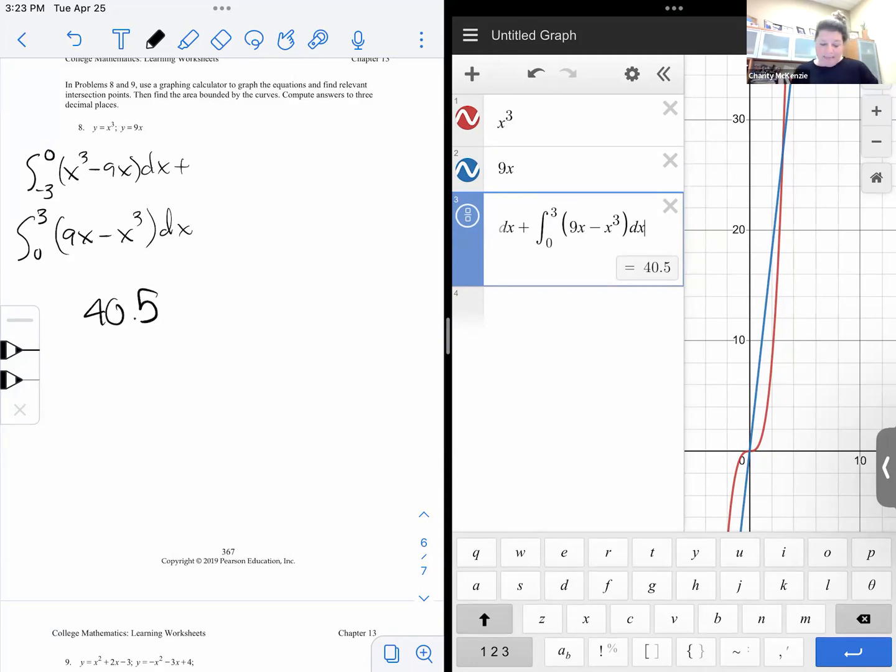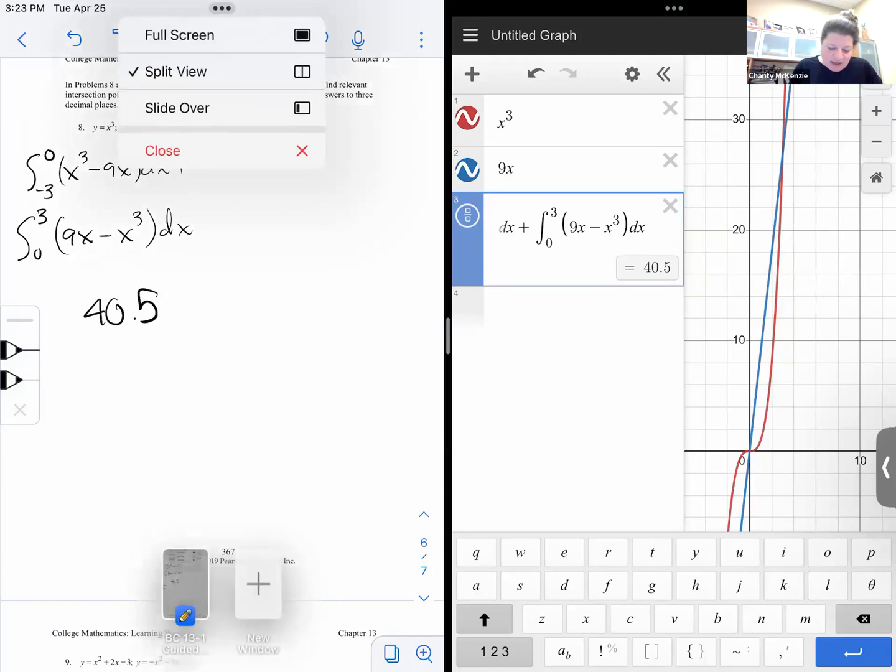Cool. And this says compute your answers to 3 decimal places. There's no 3 decimal places, so we could put 0, 0 on there if we so desire. All right, that's this section.